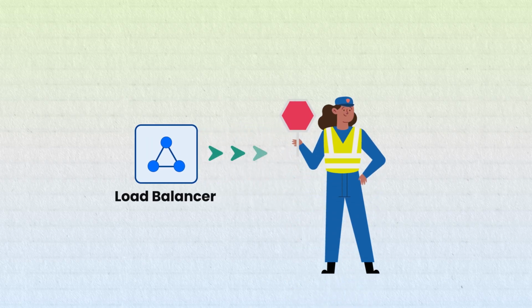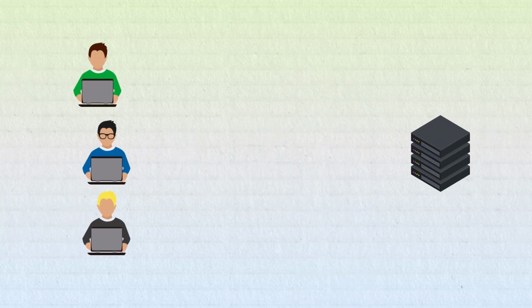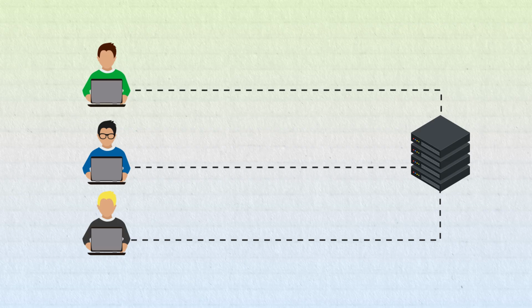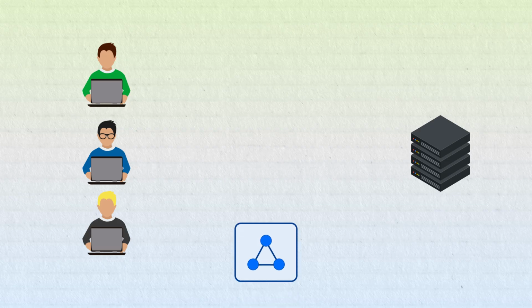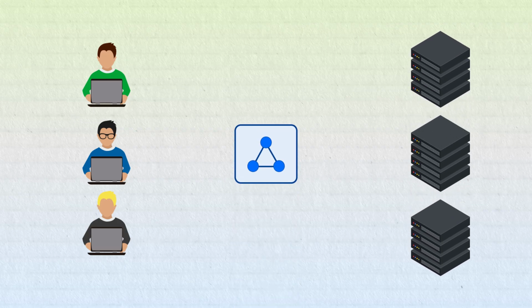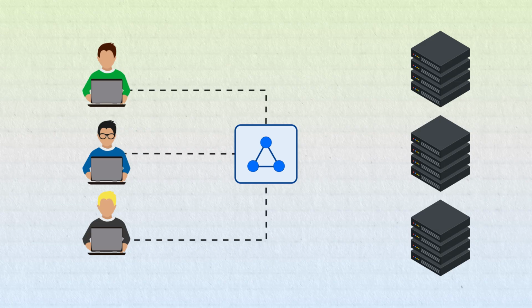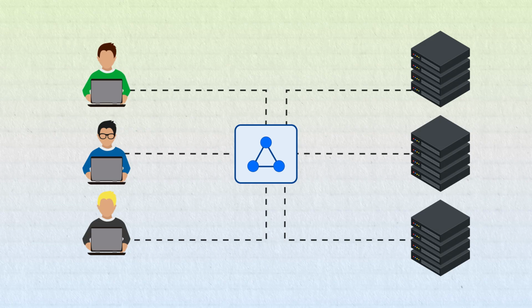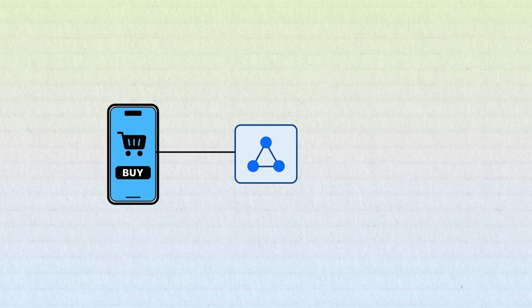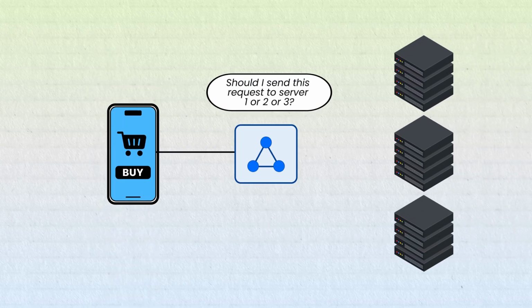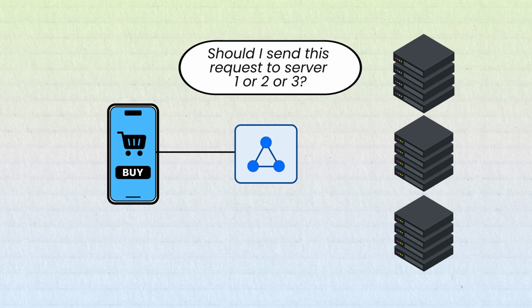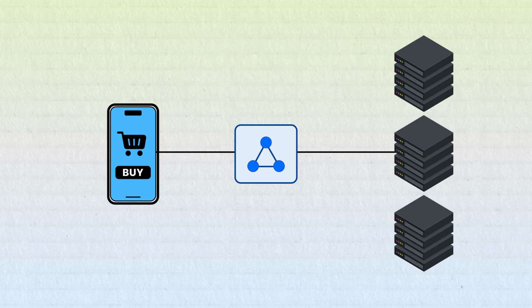A load balancer is like a traffic manager. Instead of users talking directly to your backend server, they talk to the load balancer first. The architecture becomes: user connects to the load balancer, and the load balancer distributes the load to the backend servers. So when a request comes in, the load balancer decides, should I send this request to server 1 or 2 or 3?